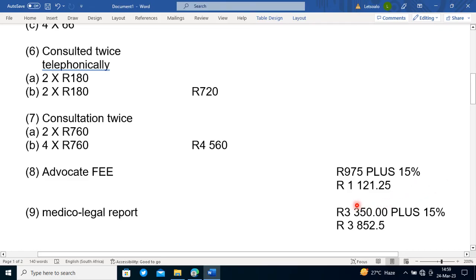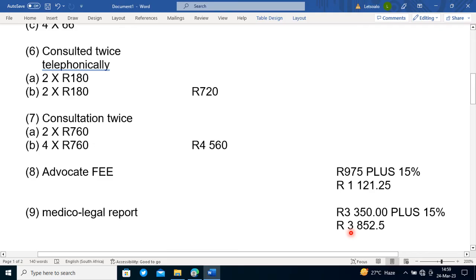It will no longer give you that long way of 15 over 100 and so on. The answer is 1,121 rand 25 cents. Then there was a medical legal report made, and that was 3,350. This is the other one that was made under the expenses, so it goes outside the law firm.